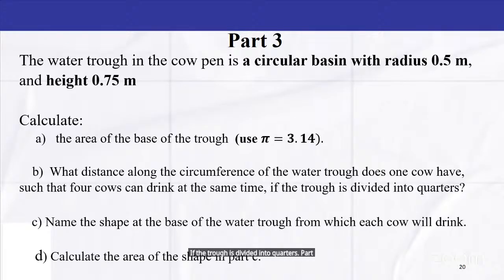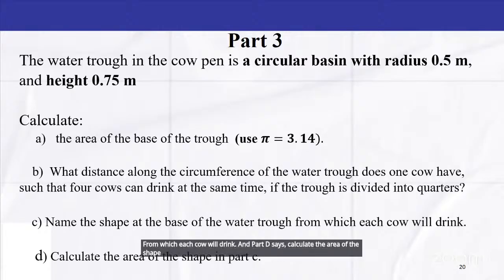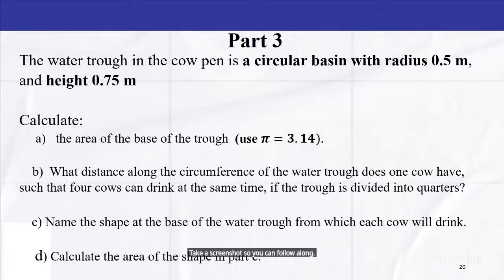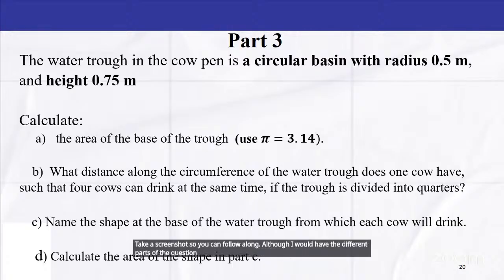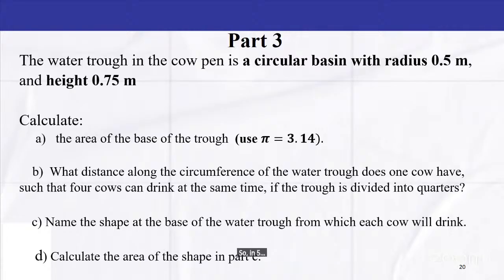Part C, name the shape at the base of the water trough from which each cow will drink. And part D says, calculate the area of the shape in part C. Take a screenshot so you can follow along, although I will have the different parts of the question as we work them out. But I'm advising you to take a screenshot for those who do not have the task on paper. So in 5, 4, 3, 2, 1. I know your fingers are fast, so you would have taken the screenshot.